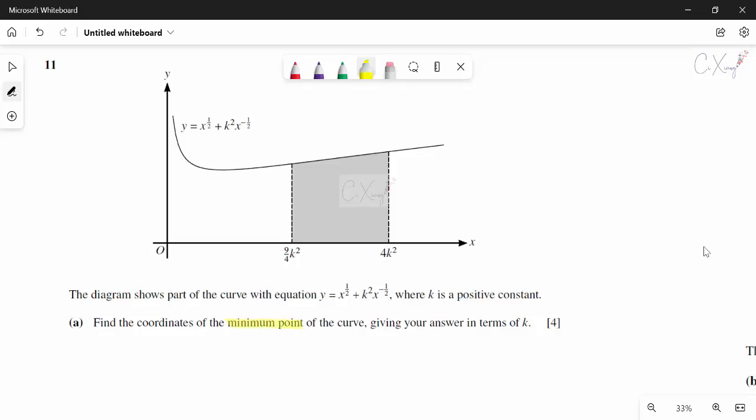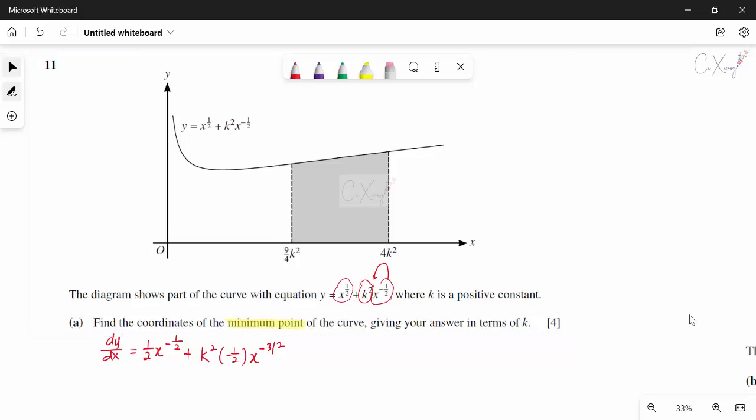So usually when we want to find the minimum point, we need to go through dy/dx first. So I will try to get dy/dx for this equation. To differentiate y, for x to the power half, you put the power in front, copy the x, and the power minus 1 becomes negative half. Plus k squared is a constant, so you just copy the k squared, and then you differentiate this one. Negative half, you put it in front, copy the x, and the power minus 1 becomes negative 3 over 2.